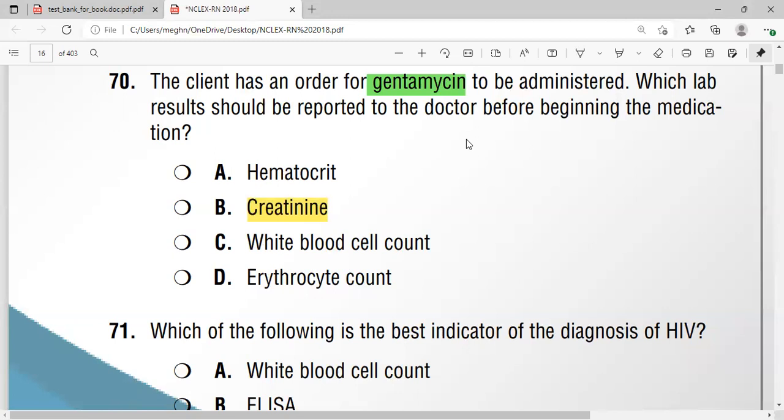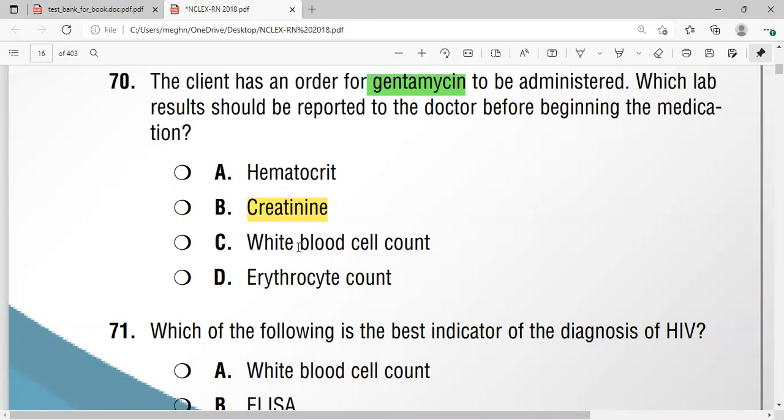I said gentamicin is an aminoglycoside antibiotic, and keep it in mind, gentamicin is toxic to the kidney and toxic to the auditory nerve. So we need to check the kidney function. How do we do this? To check the creatinine level. So answer A, hematocrit, is not a significant consideration in this client. Therefore, answer A is incorrect.